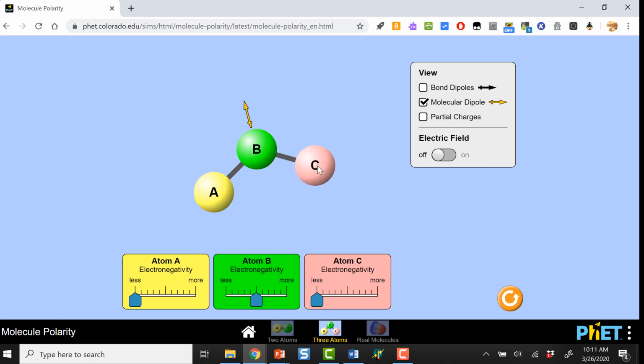There are a lot of things to play with in this simulation. I'm going to leave a link to the PhET on Google Classroom so that you can play with that if you like. Because you can change the angle greatly as well as the electronegativities.